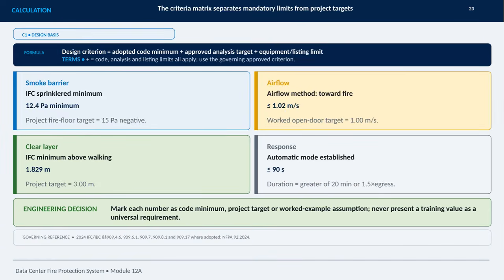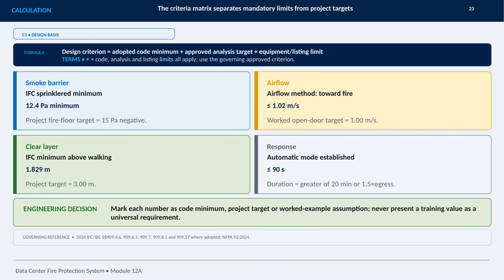This slide shows how the criteria matrix turns different requirements into one governing design criterion. The formula is adopted code minimum plus an approved analysis target plus any equipment or listing limit. The plus sign means all applicable limits must be considered, and the approved governing criterion controls. The examples illustrate the distinction.